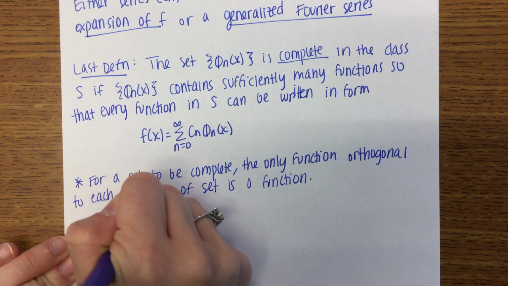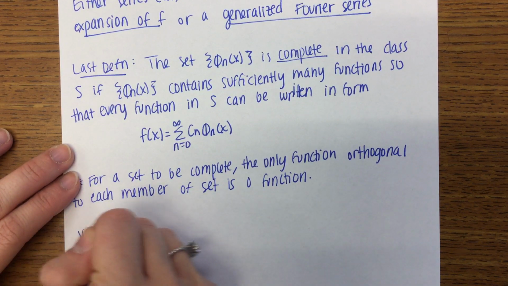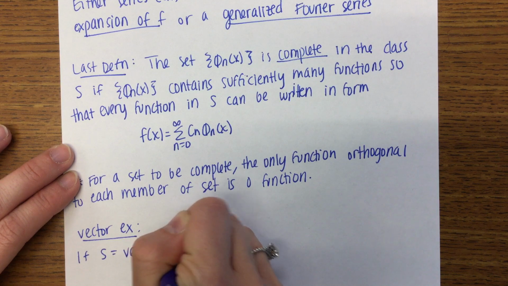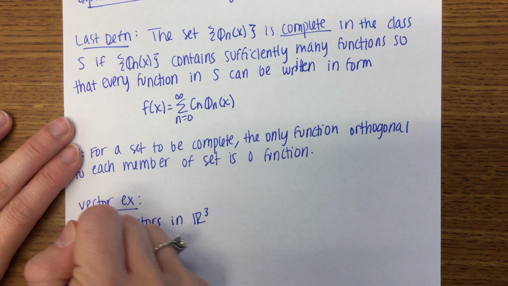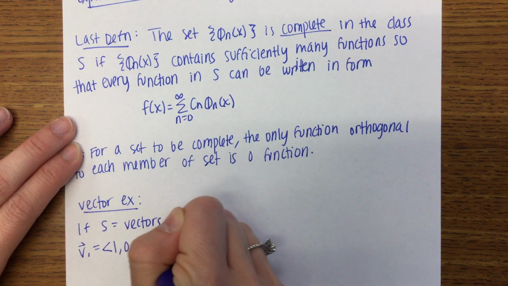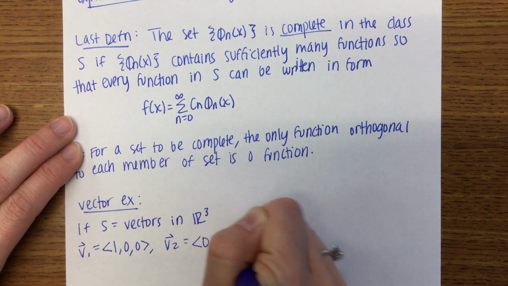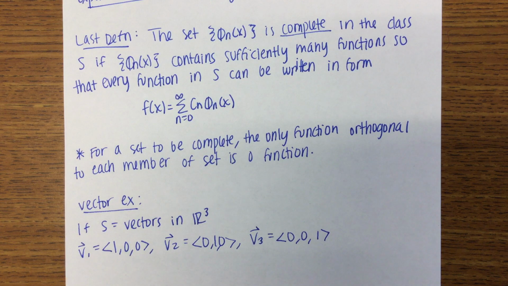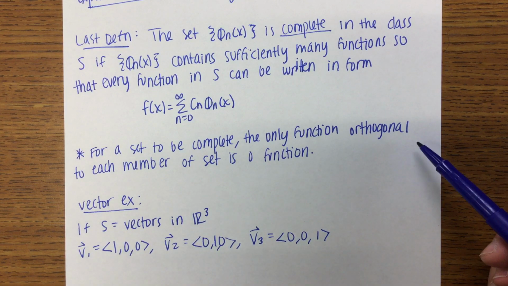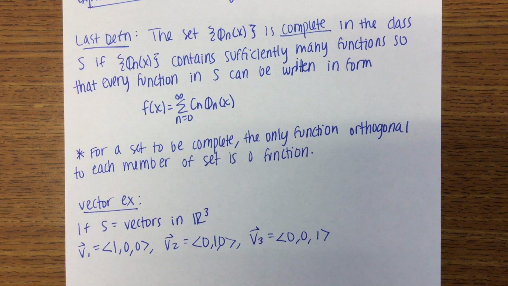Quick vector example. If we consider S to be all vectors in R3, the following will be a complete set. The first vector is the vector 1, 0, 0. Second vector is 0, 1, 0. Third vector is 0, 0, 1. Every vector in R3 can be written as a combination of those three. And again, the only vector that would be orthogonal to all three would be the zero vector, hence showing us that this is in fact complete. No, we're not interested in vectors, we're interested in functions, but it's the same idea.